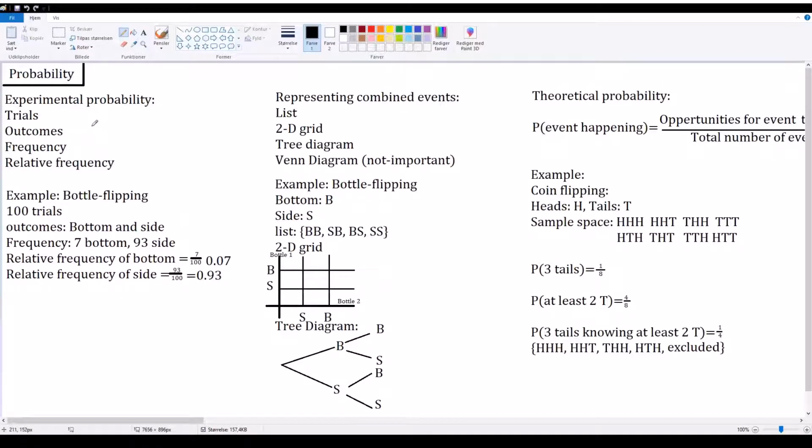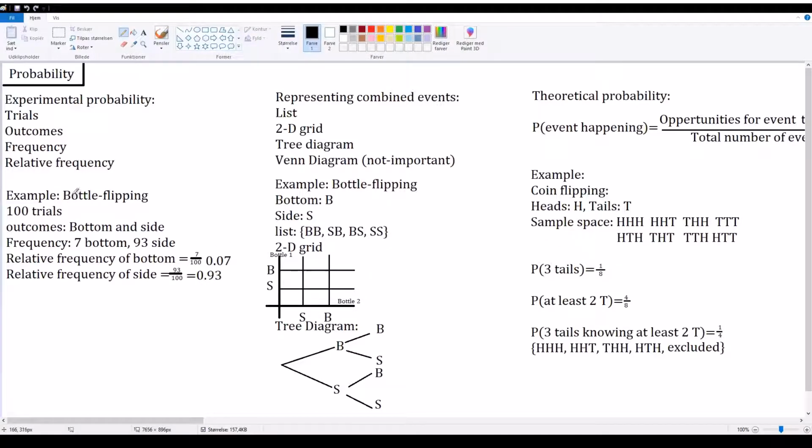The different results of this experiment are called the outcomes, and the frequency is essentially how many times each outcome has been achieved, and the relative frequency is how many times an outcome happened out of how many trials there were.